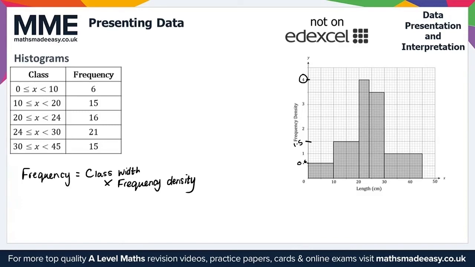The fourth class has a width of 6, so the rectangle in the histogram should have a width of 6 as well. It has a frequency of 21, so the rectangle in the histogram should also have an area of 21, and this means that its height must be 3.5, which we can see on the histogram. And finally, the fifth class has a width of 15, so the rectangle in the histogram should have a width of 15. It also has a frequency of 15, so the rectangle in the histogram should have an area of 15. This means that its height must be 1, and finally we can see that again on our histogram there.